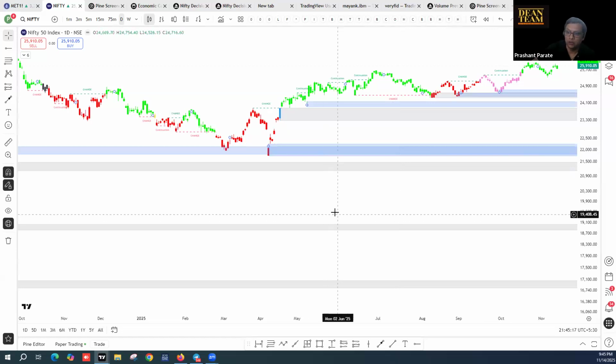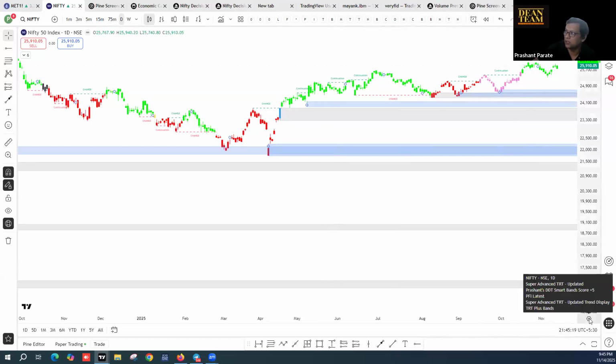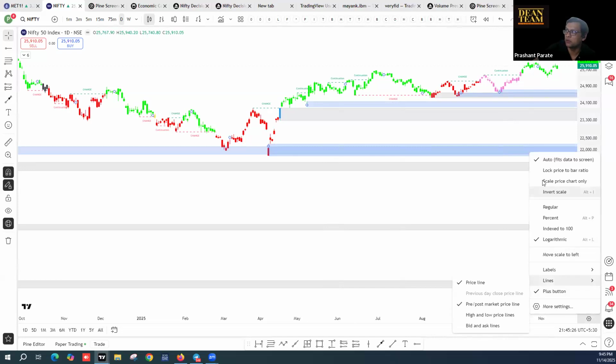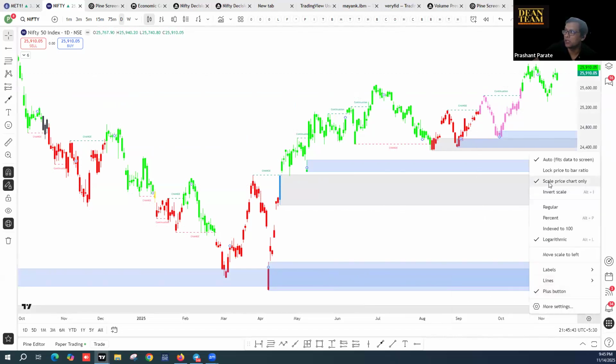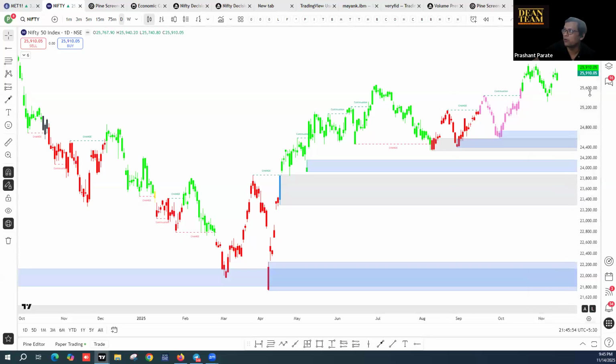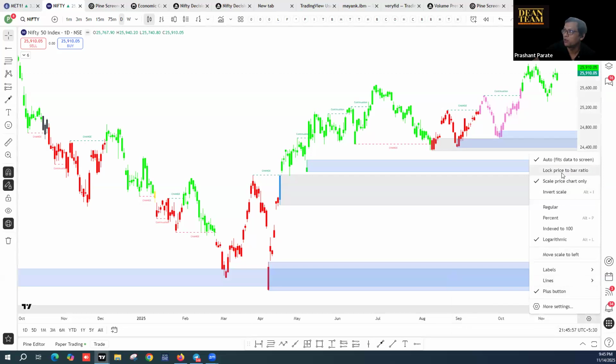And how to fix this? Just click here. If you see here, there is a settings hexagon. Click on that hexagon. This settings will open. And in these settings, what we have to do is scale price chart only. So when we select this, then the chart will get filled with candles instead of getting filled with something else. So always use this setting, scale price chart only. Okay, this is very important. Click on the settings and scale price chart only. This is very important.